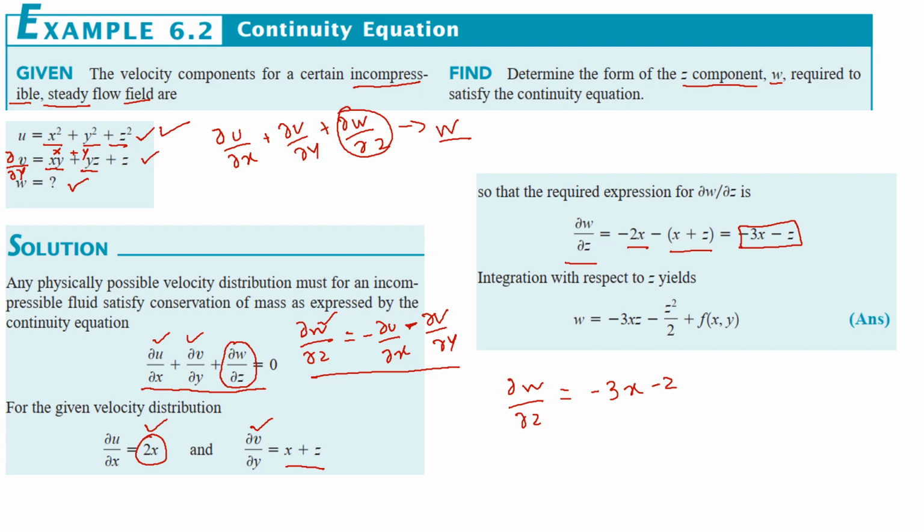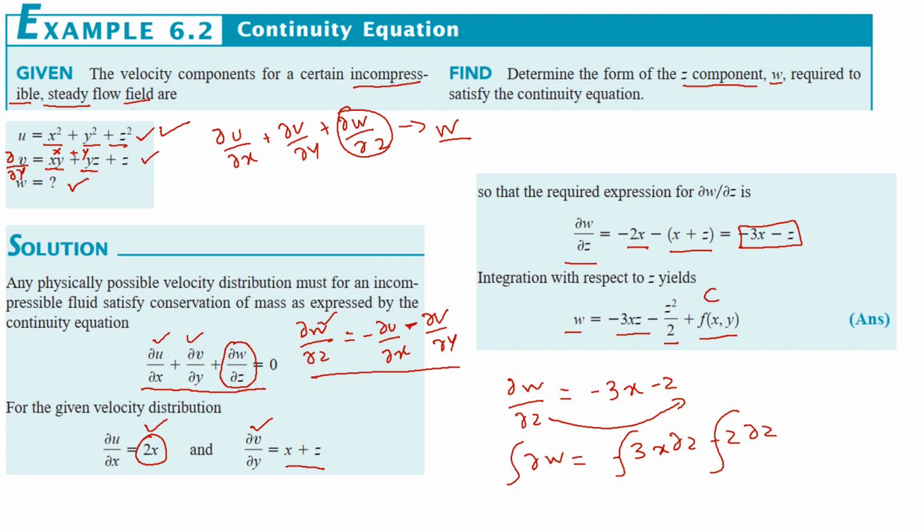So by taking this partial z to the right hand side, we will have partial w is equal to minus 3x partial z minus z partial z. Now integrating these terms, what we will get is the w, as you can see from this equation, we will get our w as minus 3xz minus z square by 2 plus c.